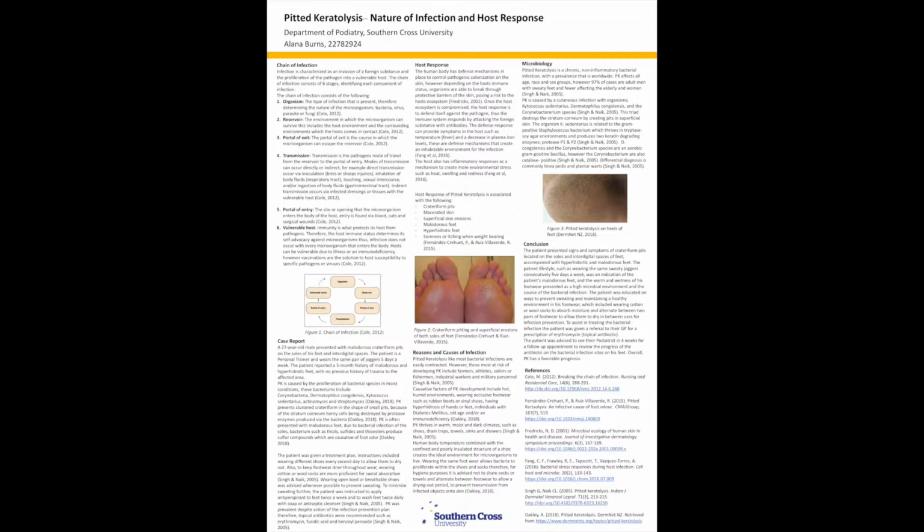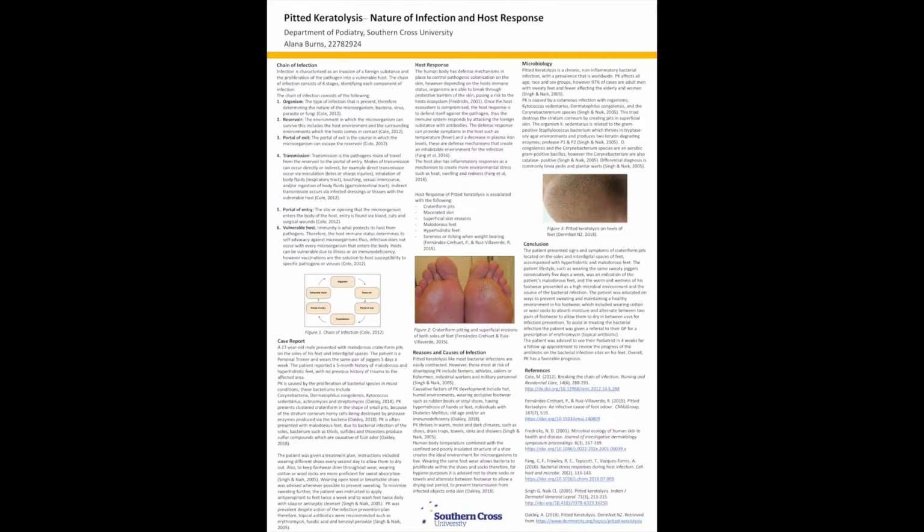For example, direct transmission occurs via inoculation, by bites or sharp injuries, inhalation of body fluids by the respiratory tract, touching, sexual intercourse, and/or ingestion of body fluids through the gastrointestinal tract. Indirect transmission occurs via infected dressings or tissues with the vulnerable host.